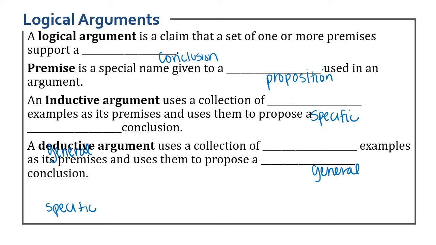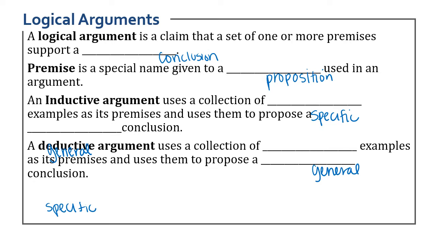So the biggest thing to see is that for inductive, it goes from specific examples and then it's able to create a conclusion based off of that. That's a general conclusion. So for example, the mailman has come by my house every day at noon for the last 300 days. So I could use those specific examples of every day he's come by at noon to make a general conclusion that he will always come at noon.